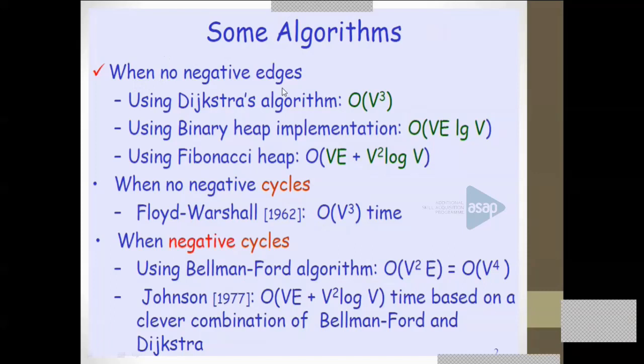Then if there are no negative edges, no negative weights, then we can apply Dijkstra's algorithm. That means Dijkstra's algorithm is actually for single source shortest path, that we can run for all n vertices. Then the complexity will be order of V cube. And these are the complexities for the better implementation. Okay, when there are no negative cycles, we will apply the Floyd-Warshall algorithm.